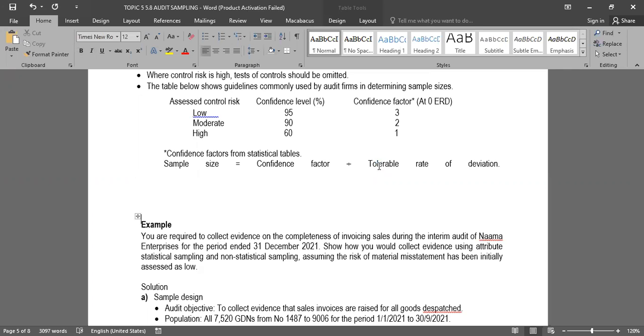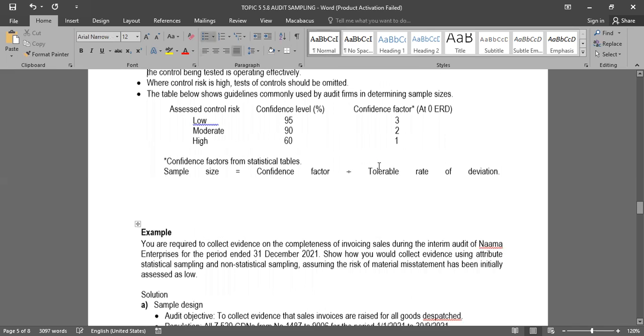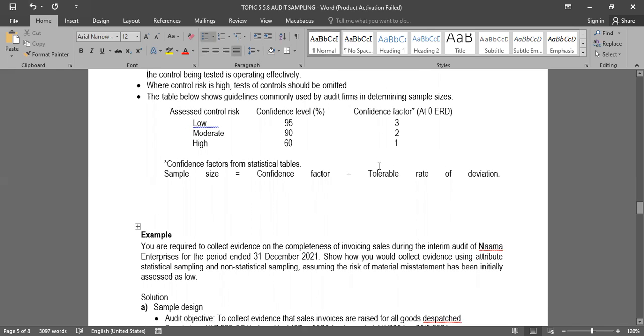Here in our pamphlet, the high with the confidence level of 95, then the confidence factor of 3. How come yours is opposite? It's what I've just said, that this question talks about assessed control risk, but yours, I'm sure it's saying assessed risk of material misstatement. They are two different things. What you have there is different from this one, because this one is control. I think yours says material misstatement. Am I right?